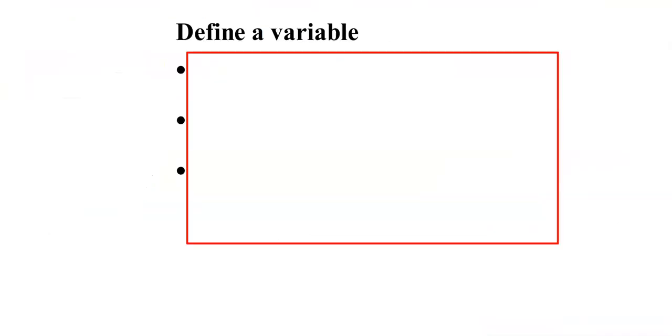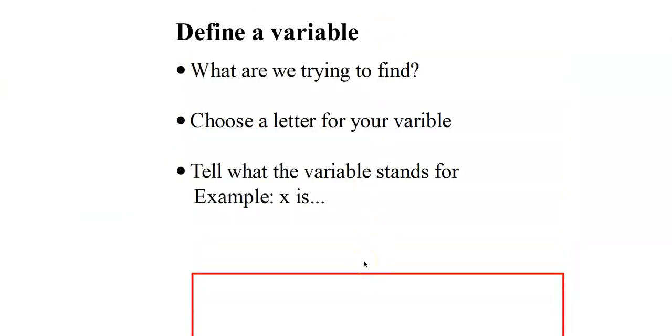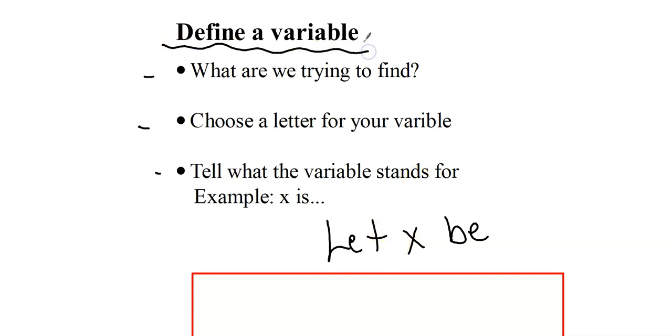All right, so now we're looking at, I didn't put a red star next to this. I'm not making you write this down, but when we define a variable, we're picking our own variable. First, we look at the question and say, what are we trying to find? Then we choose a letter for the variable, and then we tell everybody what the variable stands for, what x is, or a lot of times they say this, let x be, which means the same thing as x is. So we're going to try this with the word problems, and the first thing we are going to do is define our variable. That means you're going to tell everybody the variable that you're using and what it stands for.